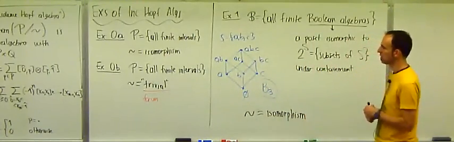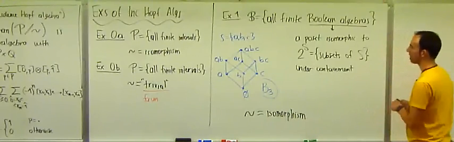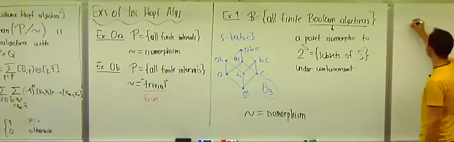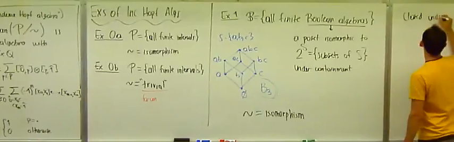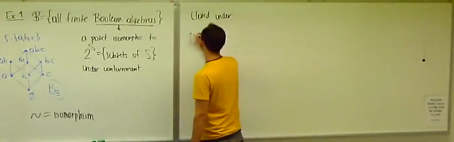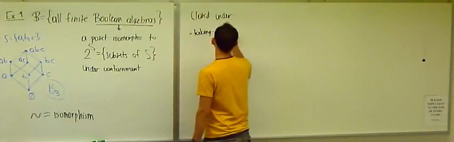So let's think about why this is a hereditary family. I need to check that it's closed under these two operations. So, taking intervals.